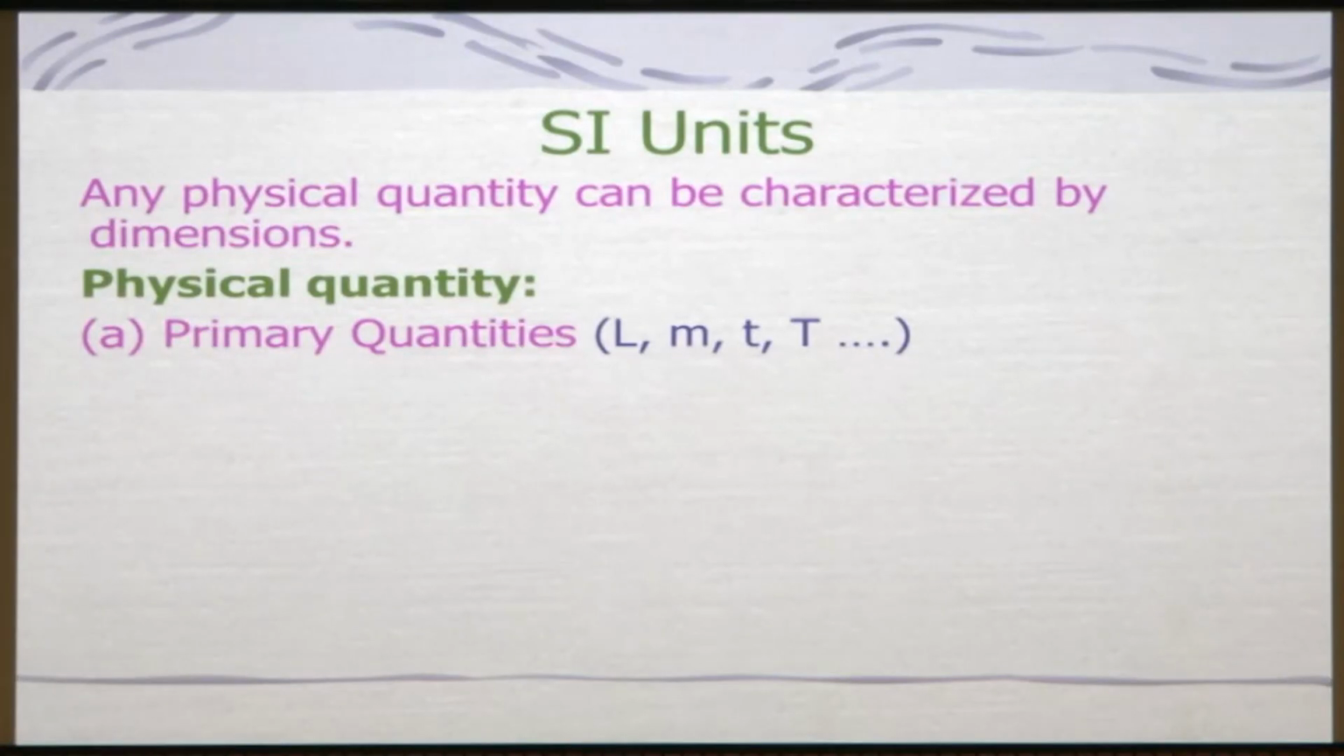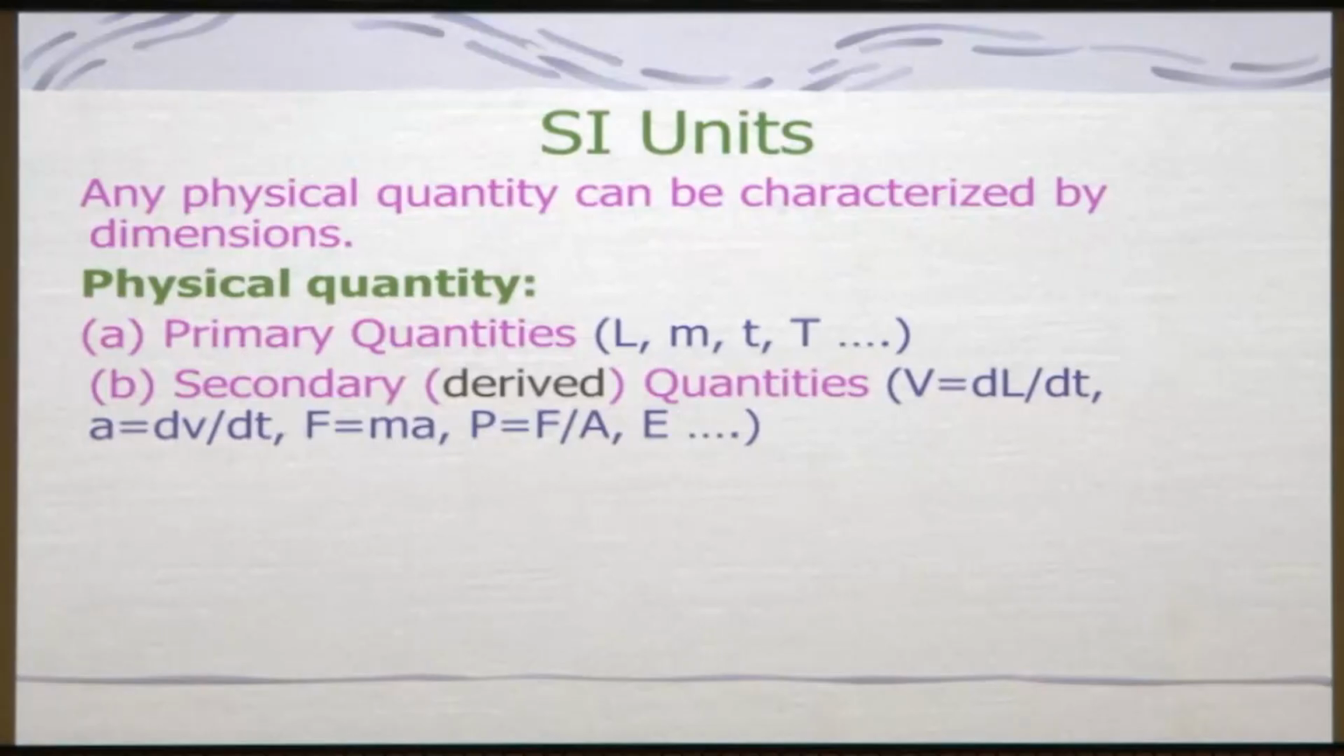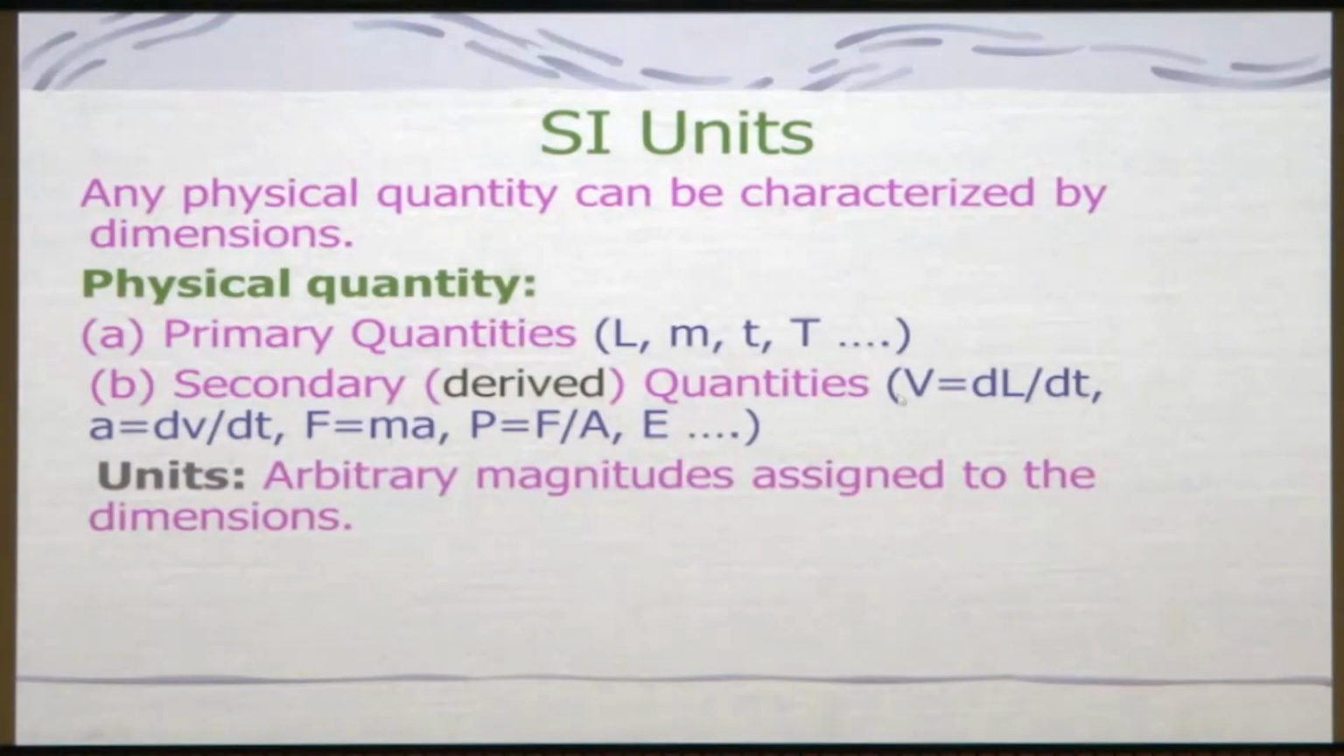One is primary quantities like length, mass, time, temperature, and similarly you can have certain derived quantities like velocity and acceleration. Velocity is basically change in displacement with respect to time, and acceleration is change in velocity with respect to time. Then force, pressure which is force per unit area, and other things like energy. So, whenever an arbitrary magnitude is assigned to a dimension, we get the units.